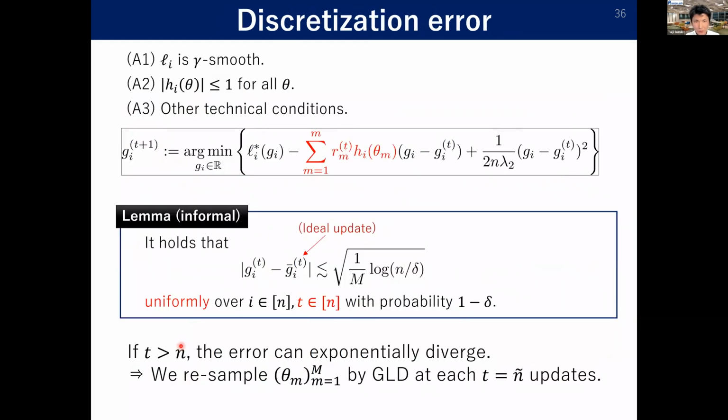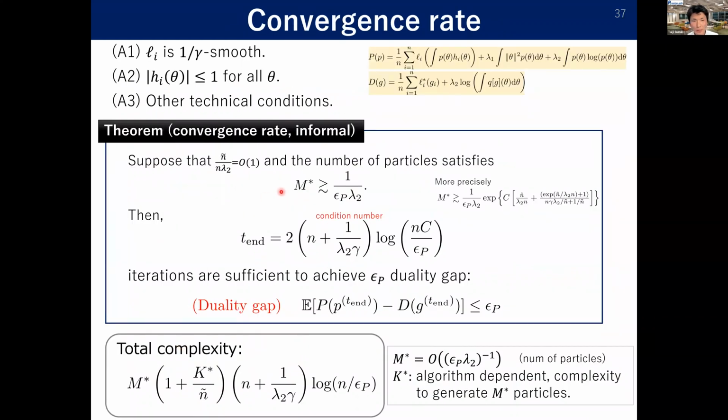Yeah. So then here is a convergence rate analysis of our proposal. Suppose some assumptions, for example, the loss function is 1/gamma smooth, and some additional technical conditions. We have this convergence rate. The resampling interval n tilde is assumed to satisfy this condition, so n tilde divided by n lambda 2 is order 1.